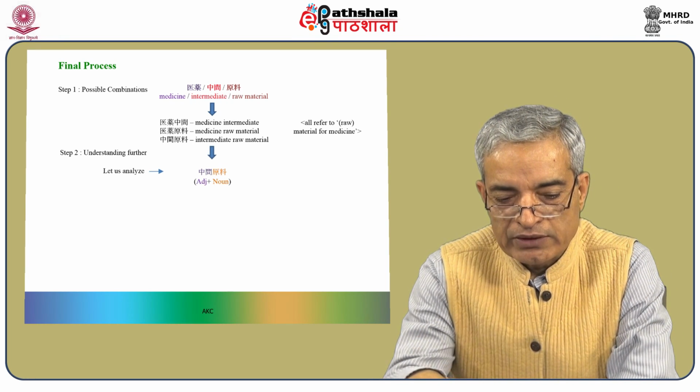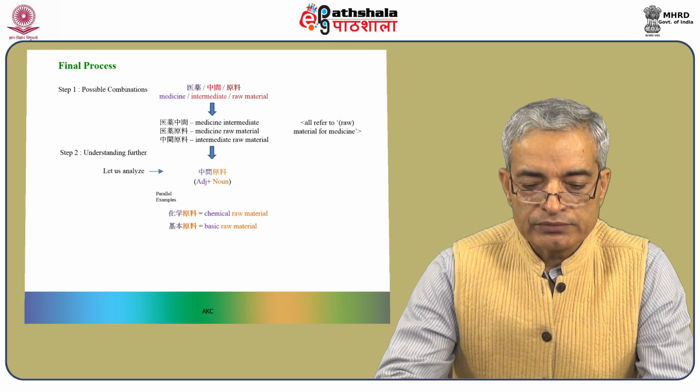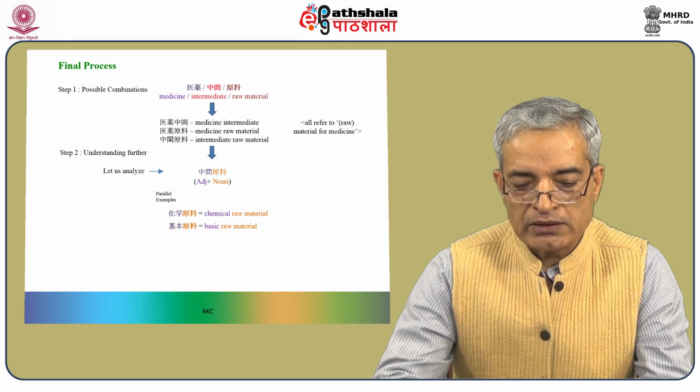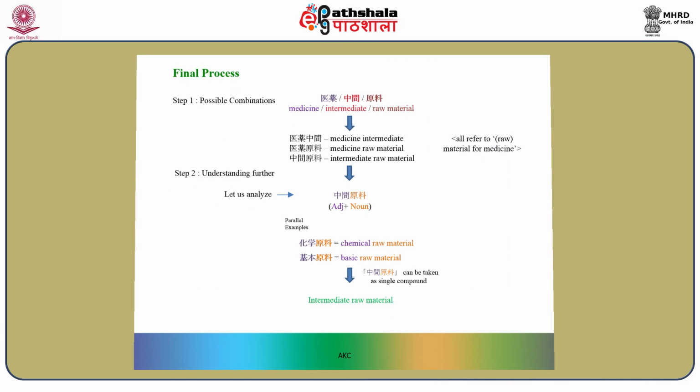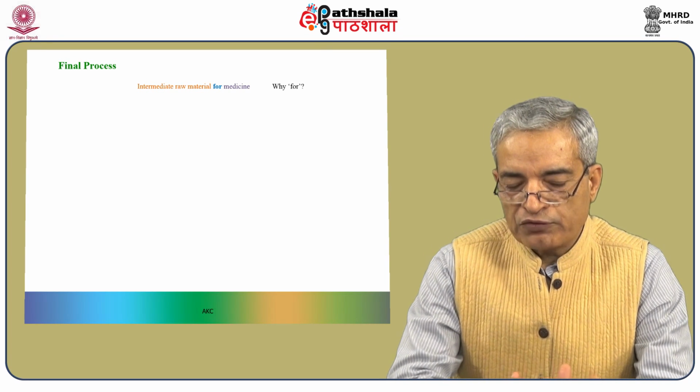Let's analyze to understand it better. Chukan genryo is adjective plus noun, and the parallel examples are kagaku genryo. Kagaku genryo means chemical raw material, and for example kihon genryo is basic raw material. So in both the cases, you will see that kagaku is serving as an adjective, kihon is also serving as an adjective, but within the genryo also gen is serving as an adjective, and chukan genryo can be a single compound, which means intermediate raw material. So intermediate is acting as an adjective and raw is also acting as an adjective to the material. Now intermediate raw material for medicine, why for is coming here.